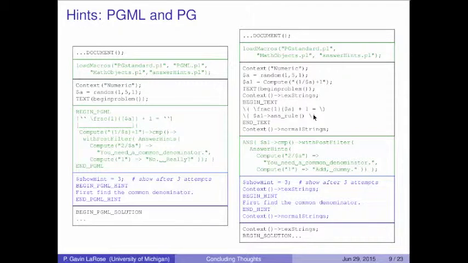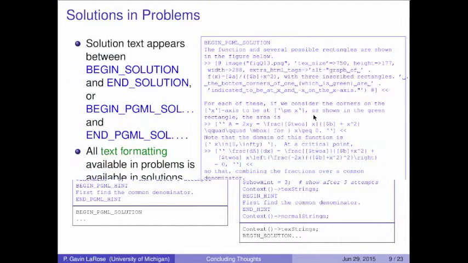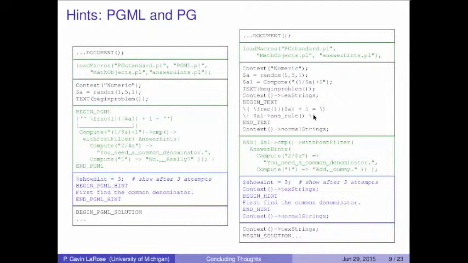All this page is doing is comparing the PGML hints with the same thing if you were writing straight PG. The only difference is it moves the answer hints piece into an ans call after the text. Other than that, it's basically the same thing.